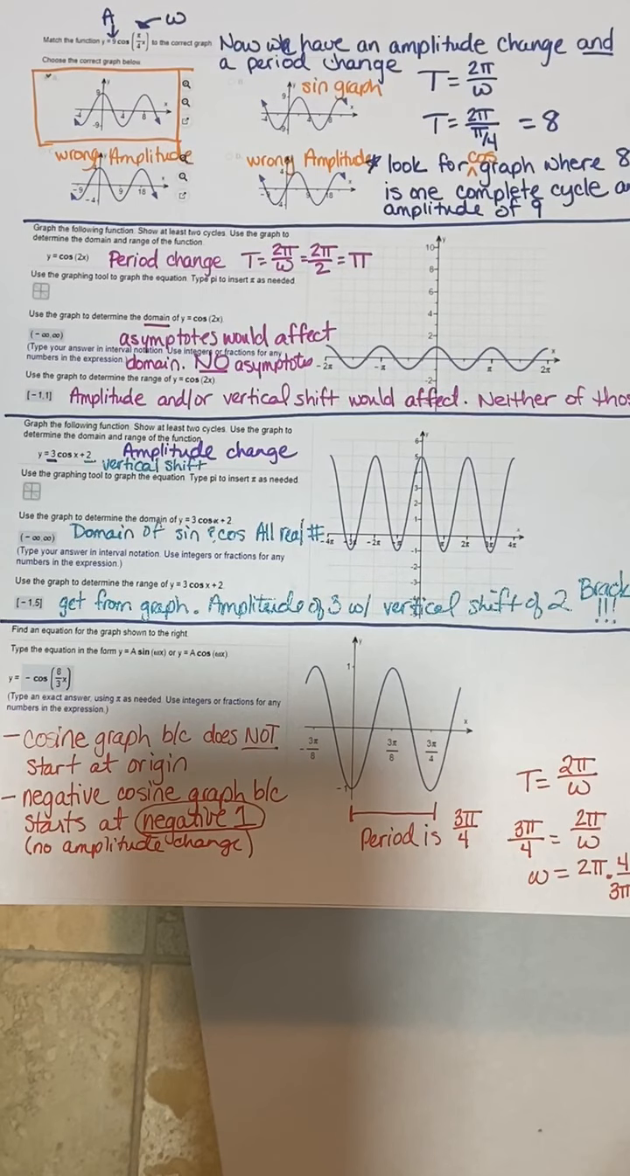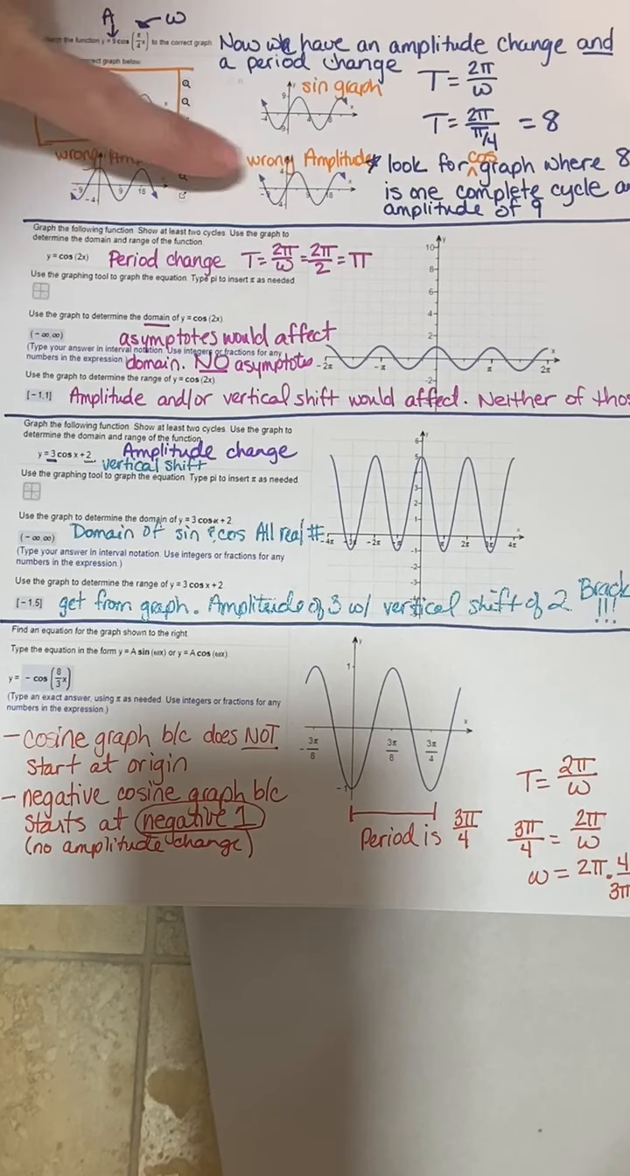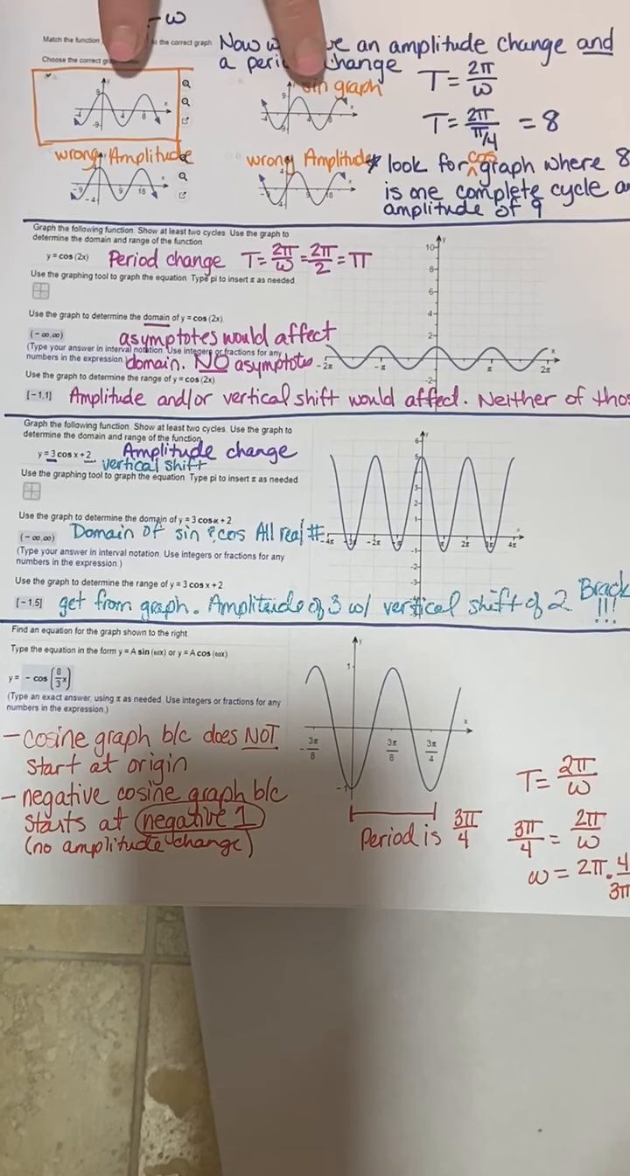Okay, the next one, it says match the function y equals 9 cosine of pi over 4 x. So now we have an amplitude change and a period change. So I'm going to look at my graphs and rule out anything I can. The first thing I'm going to rule out are my graphs that have an amplitude of 4. And then I'm going to look at these 2. And honestly, even if I don't check my period, which is T equals 2 pi over omega, I notice that this looks like a sine graph and this is a cosine graph. I don't even have to do this calculation to figure out that A is going to be my answer.